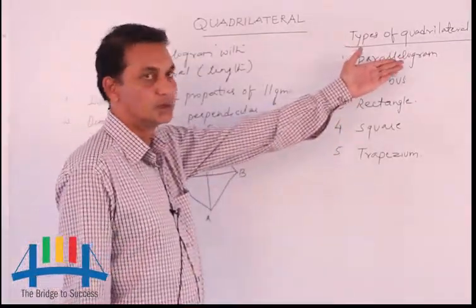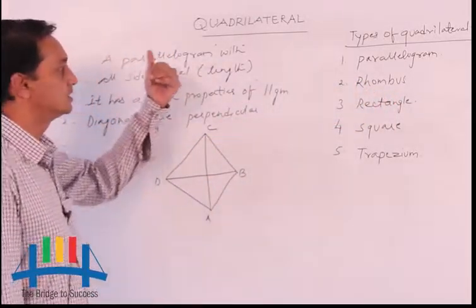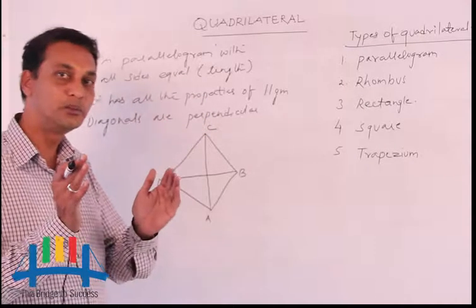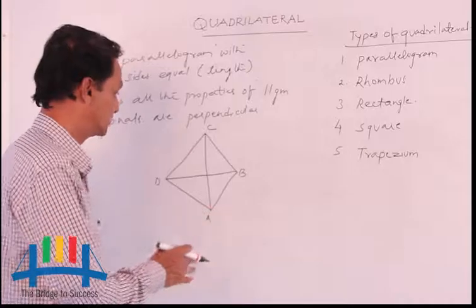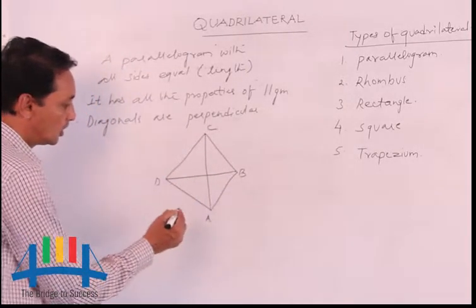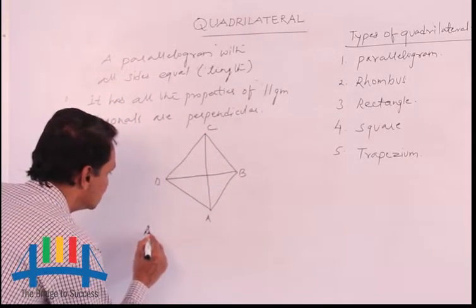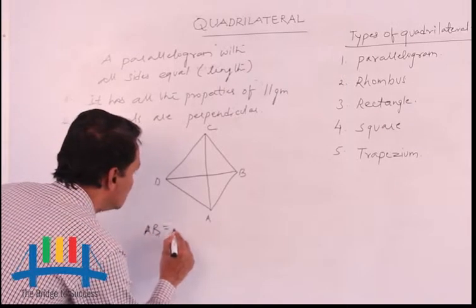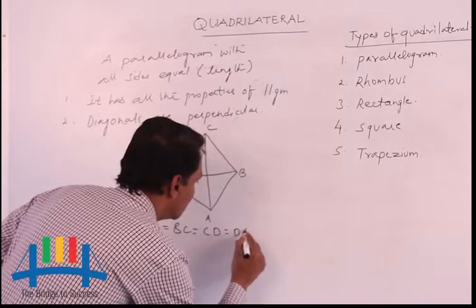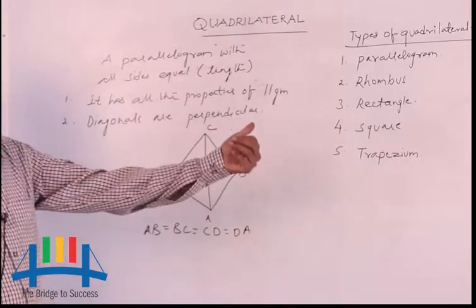Until now we have seen about a parallelogram. Now let's see about rhombus. What is a rhombus? A rhombus is a parallelogram with all sides equal. When all the sides are equal in a parallelogram, it becomes a rhombus. Observe the figure. ABCD is a rhombus. In a rhombus, all four sides are equal. That means AB is equal to BC is equal to CD is equal to DA.